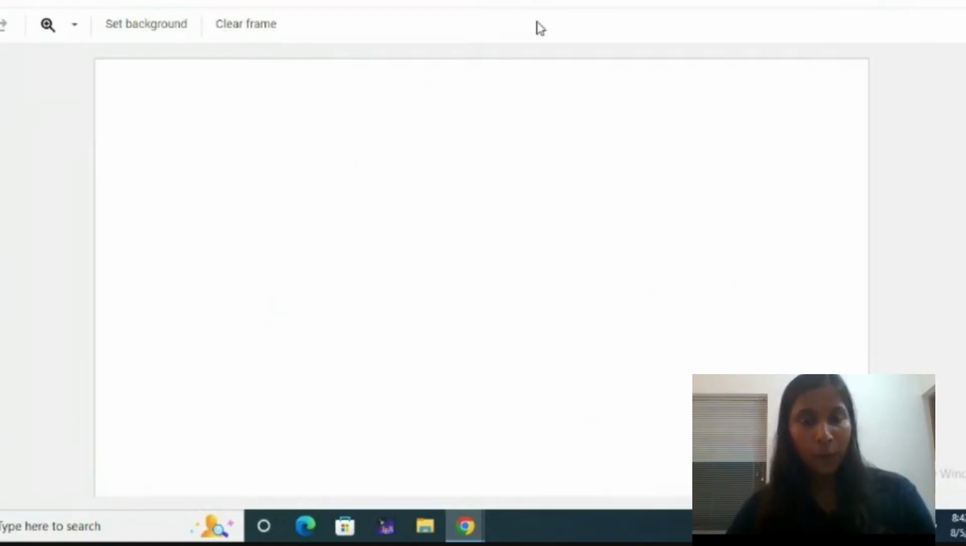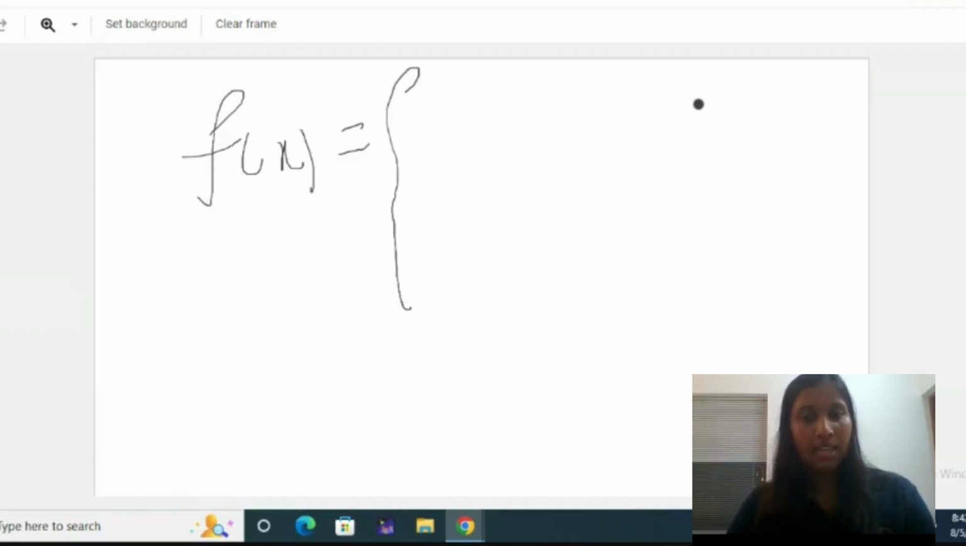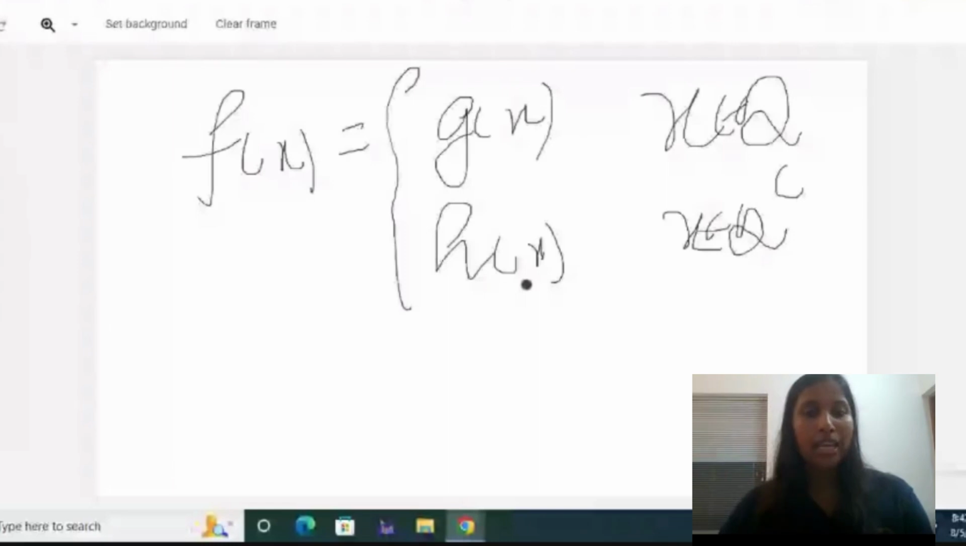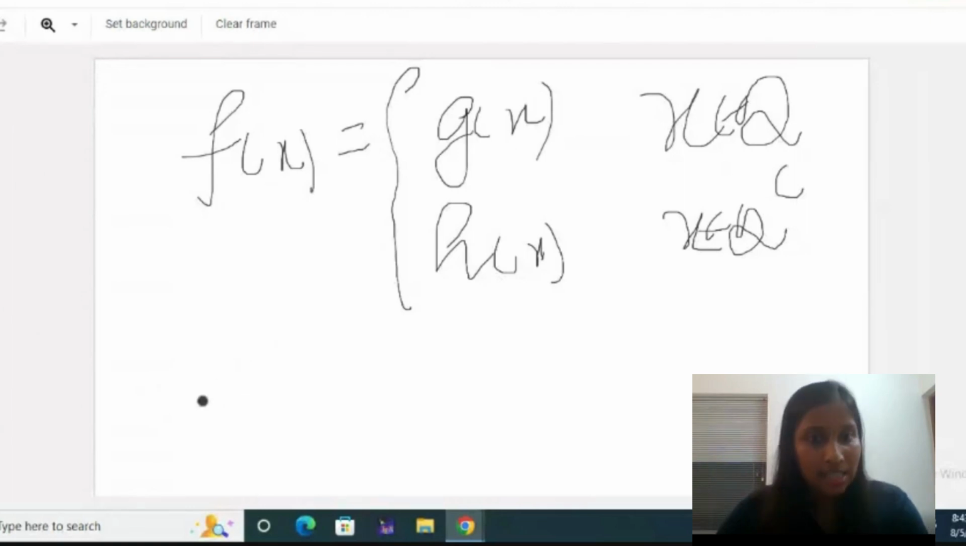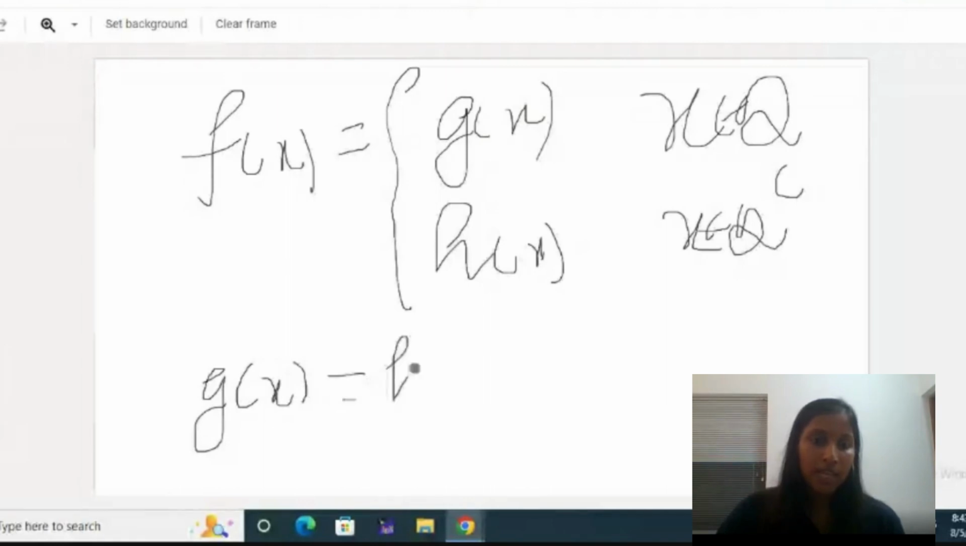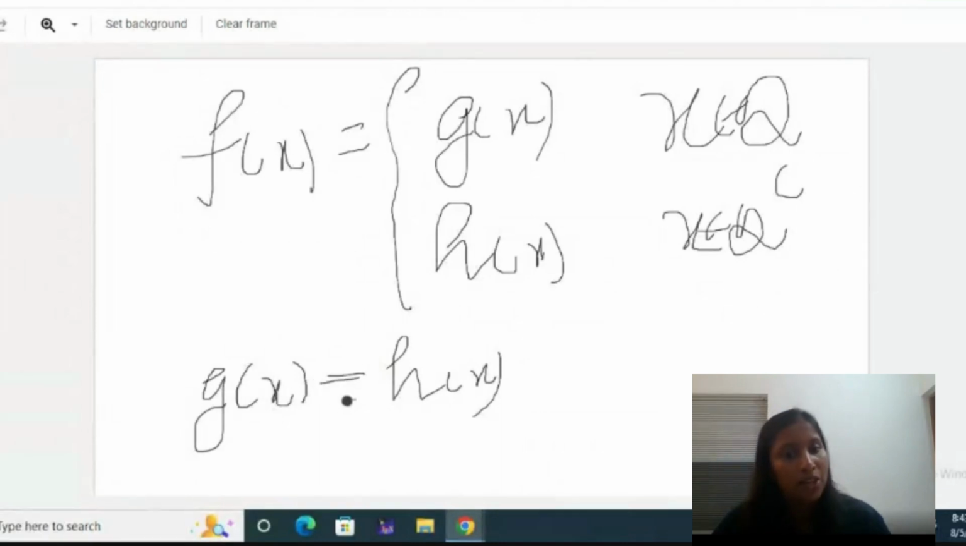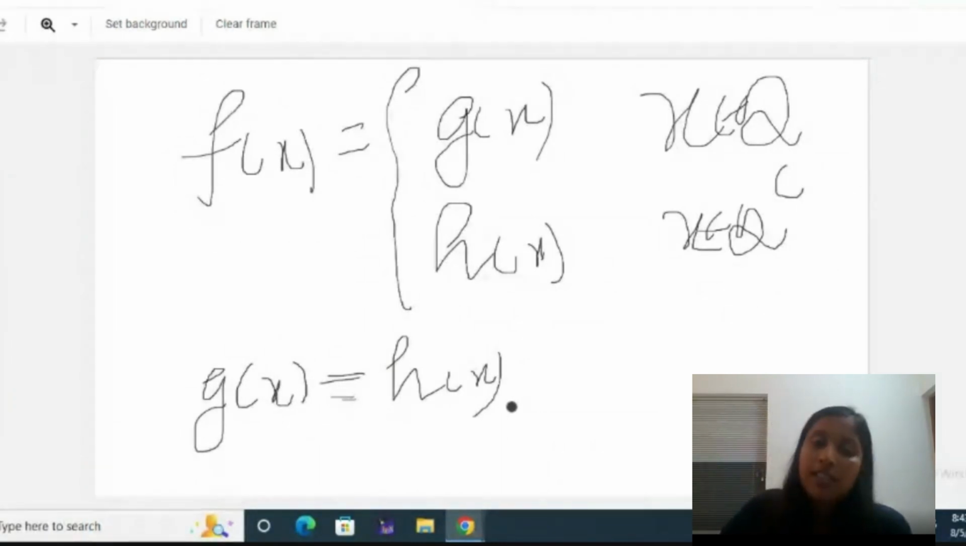Okay, so coming to some general case, I'm just generalizing this point. If we have f of x, a function, defined like this: at rational numbers, we have the function definition as some g of x, where g of x is a real valued function; at irrational numbers, x belongs to Q complement, we have some h of x, where h of x is a real valued function. If we have to find the points where the function limit exists, then we just take the points where g of x equal to h of x, the points where the graphs of the functions intersect, or where the function values coincide.